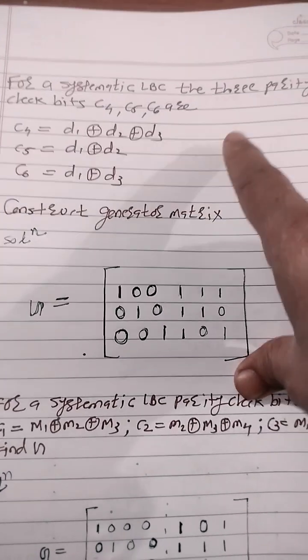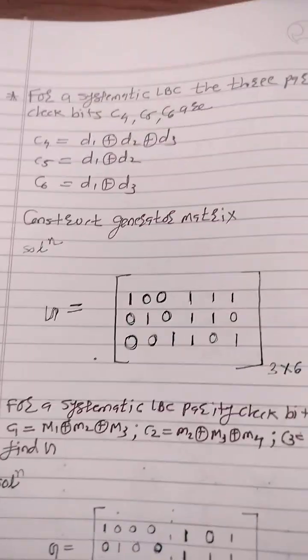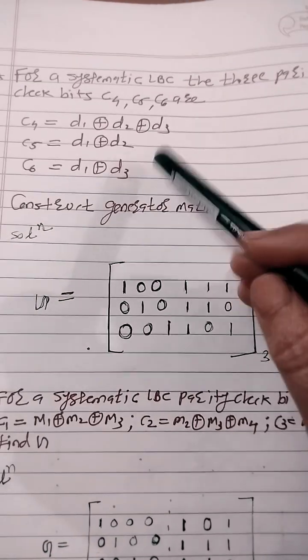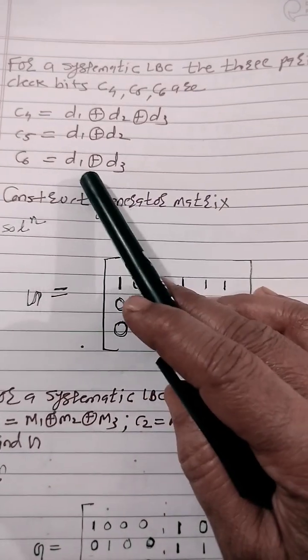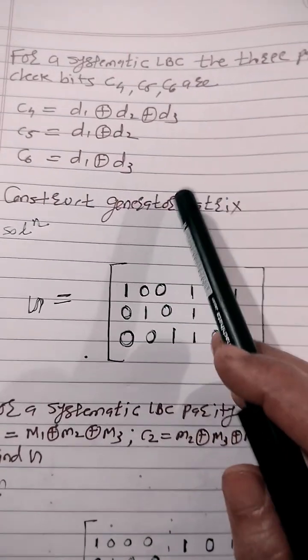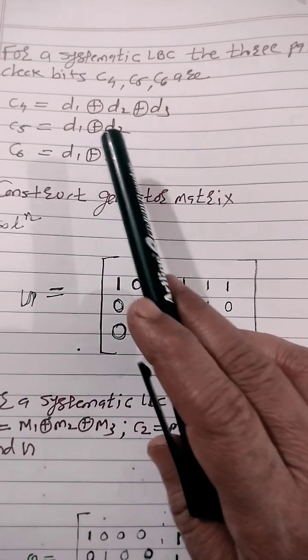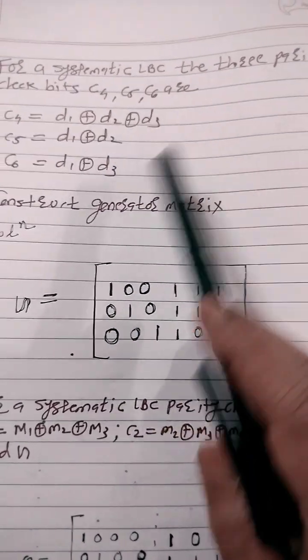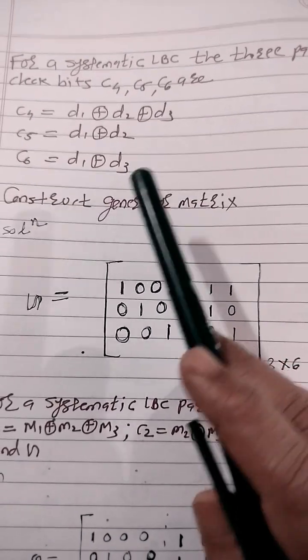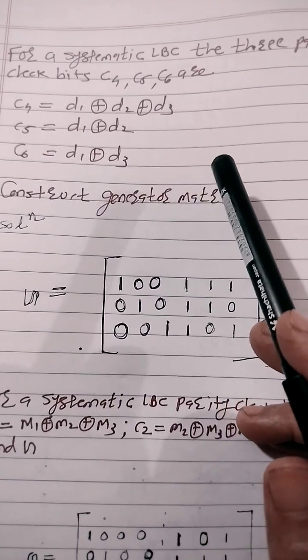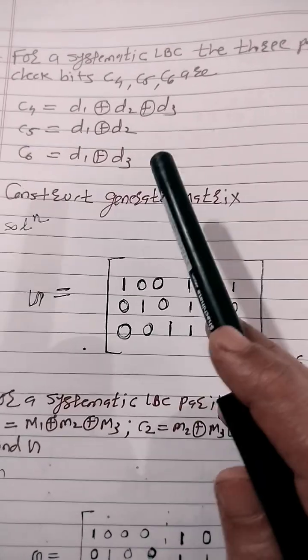C4 is equal to D1 plus D2 plus D3. C5 is equal to D1 plus D2. C6 is equal to D1 plus D3. Now, here you can observe that it is D1, D2 and D3. That means there are three bits of the message. D4 is not there, or D0 is not there.